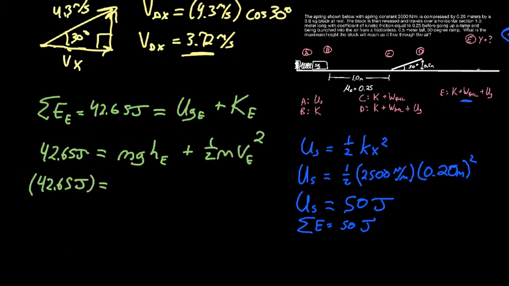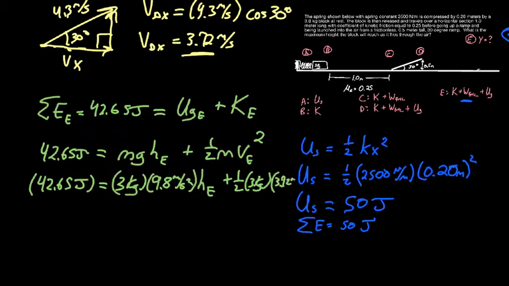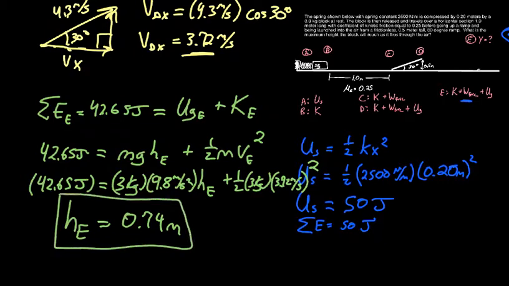42.65 joules equals mass, 3 kilograms, times 9.8 meters per second squared, times the height at E, plus 1/2 times the mass, which is 3 kilograms, times 3.72 meters per second, and that gets squared. And a little rearranging with algebra and solving for height, and we get the height at point E is equal to 0.74 meters. That is the final answer that we were looking for.